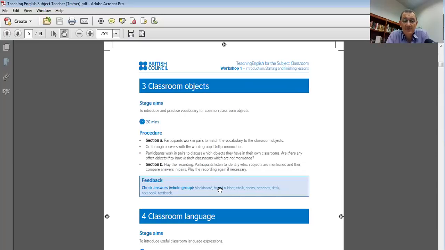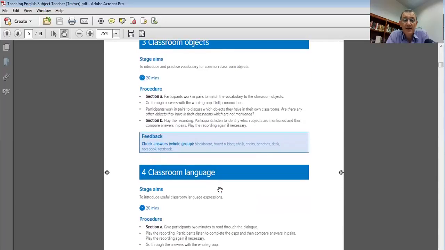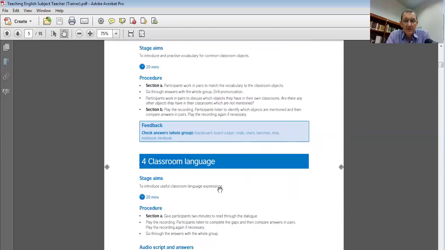Next step in this procedure is to play the recording. Participants listen to identify which objects are mentioned and then compare answers. So it's a listening task. You will have the audio files. If there's any problem and you don't have either the audio files or audio visual hardware, then you can just read out the tape script. So participants listen and identify which objects are mentioned. Get them to compare their answers in pairs. You can play the recording again if they need it.